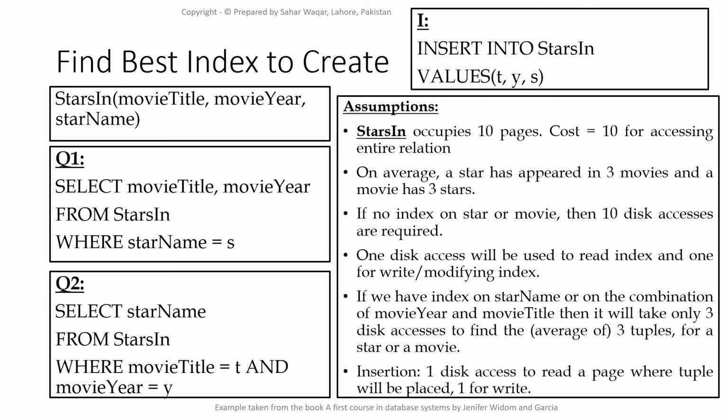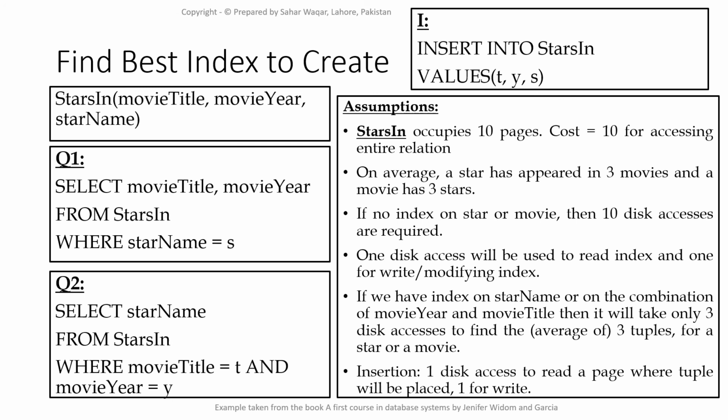We have certain assumptions, that is, StarsIn occupies 10 pages and it takes a cost equal to 10 for accessing the entire relation. On average, a star has appeared in 3 movies and a movie has 3 stars. If no index on star or movie is present, then 10 disk accesses will be required because 10 pages will be loaded into the RAM. One disk access will be used to read the index and one for writing or modifying the index.